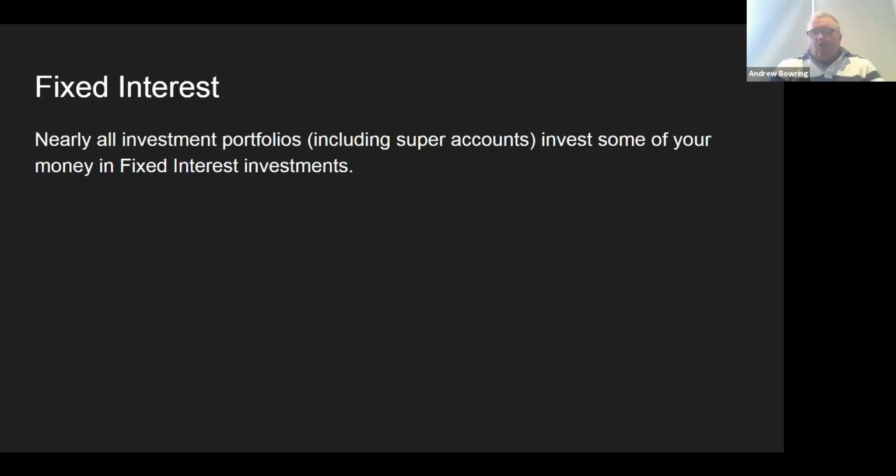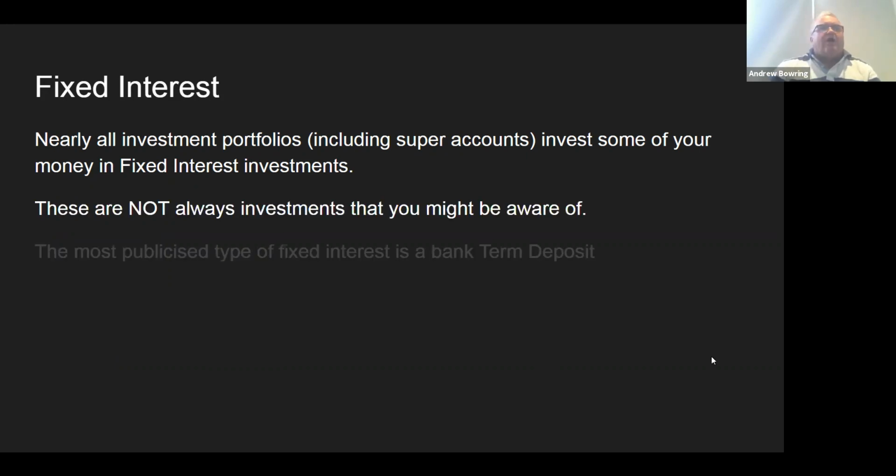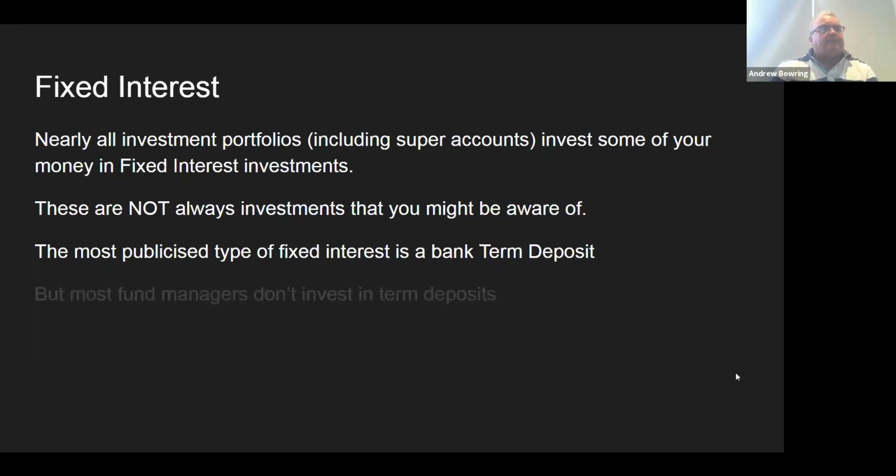Now, nearly all super funds, all investment portfolios have some component dedicated to fixed interest investments. Now, these are not always the kind of investments that you might think of. When we talk about fixed interest investments to clients, they mainly think about a term deposit. That's kind of standard because that's the way I would think about it: I want to put my money into a fixed term investment, like a term deposit.